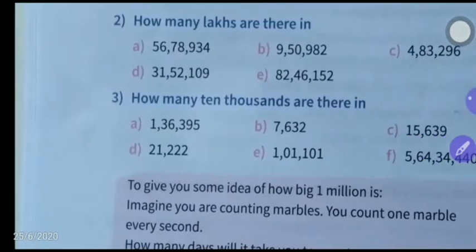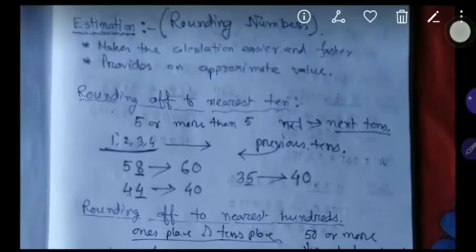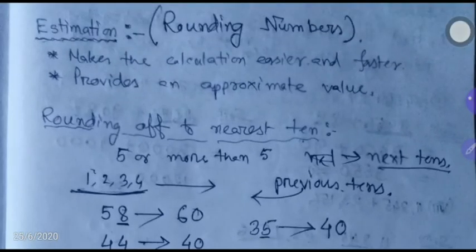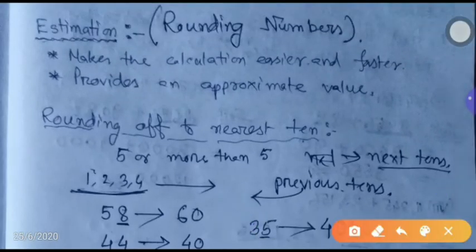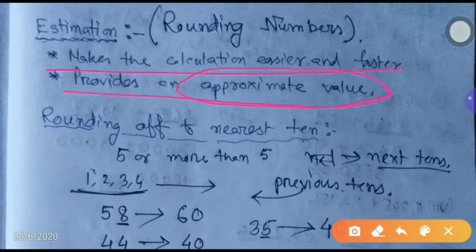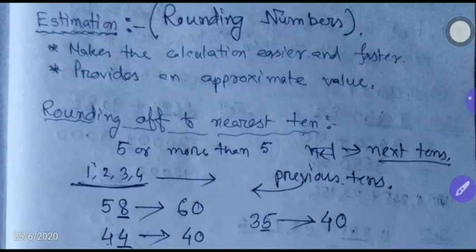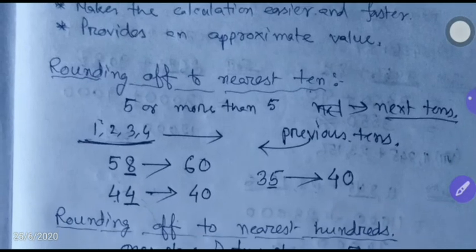So next we will discuss rounding of numbers, that means estimation. Okay, why is estimation necessary? Because it makes our calculation easier and faster. And next it provides an approximate value. This one you have to remember, it always provides an approximate value. It does not provide the exact value. Whenever you round off a number, it will provide an approximate value, not the exact value.